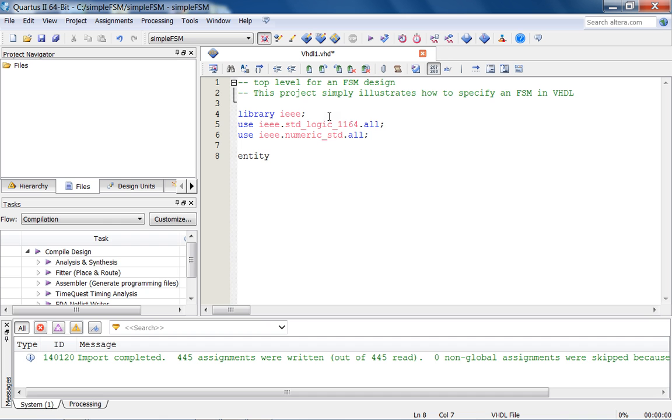So anyway, entity simple FSM is port. First I want a clock coming in, standard logic. SW is in, standard logic vector 9 down to 0. Now, something about the clock, I'll put a note here. Note that global clocks must be buffered via phase lock loops. We'll figure out how to do this later. We won't do it in this lab.